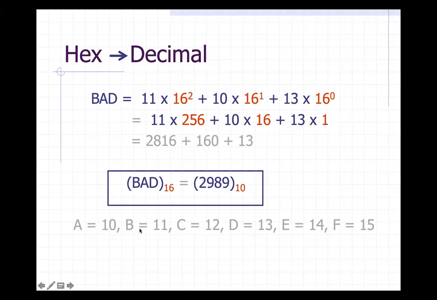A is equal to 10, B is equal to 11, C is equal to 12, D is equal to 13, E is equal to 14, F is equal to 15. So are these all clear? Decimal to others and others to decimal. The rules for decimal to others are all the same, and others to decimal are all the same.